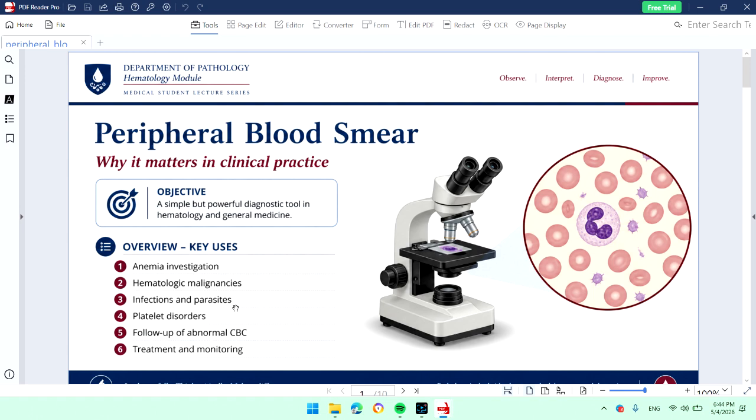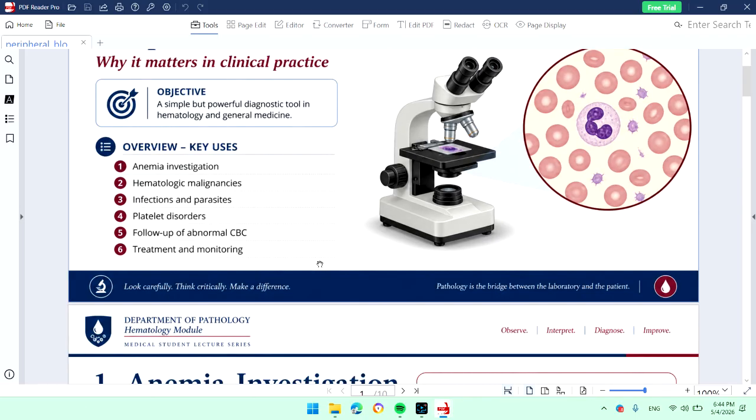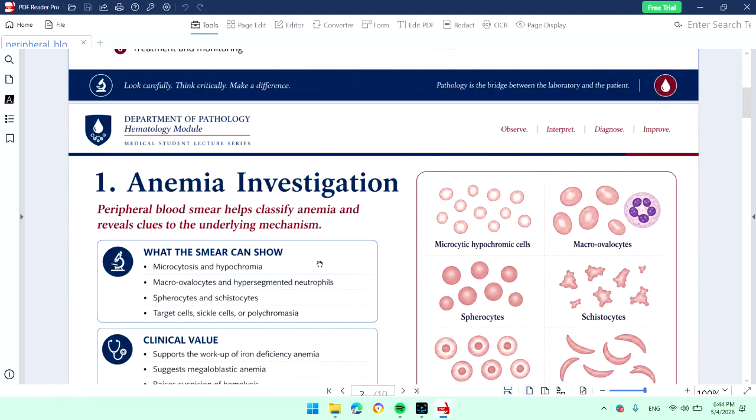Many infectious diseases, such as malaria or some parasites, live in circulation. Platelet abnormalities in number and shape, and especially in following up the patient under treatment, for example, for anemia, for leukemia, etc.